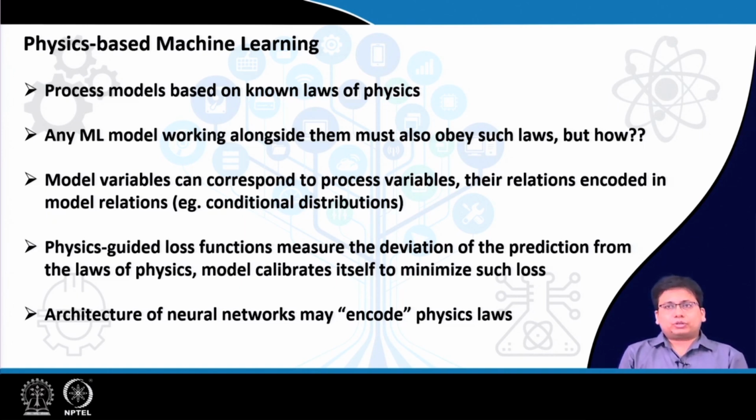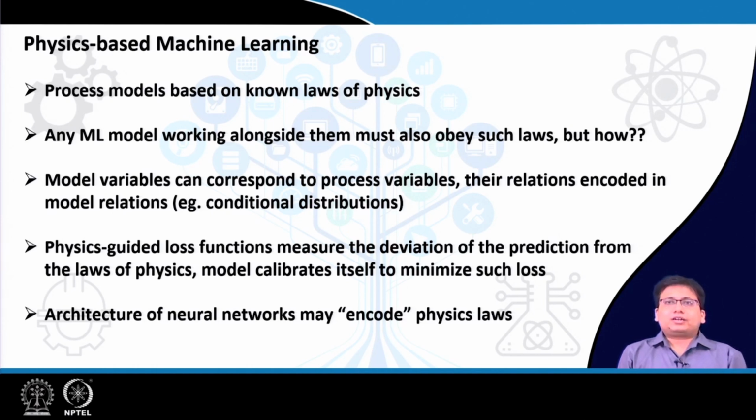Some of them are supposed to represent actual physical variables, and the nature of those variables, the typical range of values taken by them, etc., can be incorporated into the model variables also through things like conditional probability distributions. Then a very important way is to use physics-guided loss functions, which in a sense measure the deviation of the model's prediction from the laws of physics.